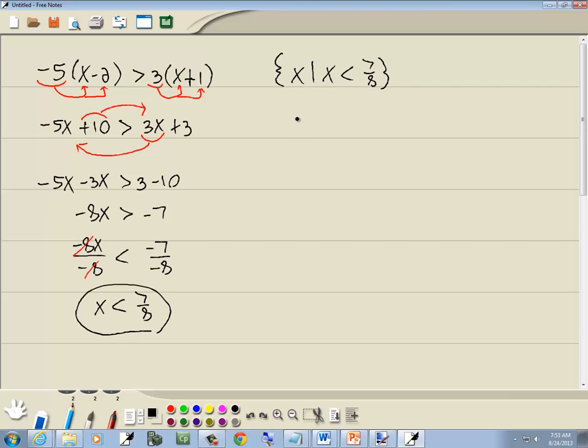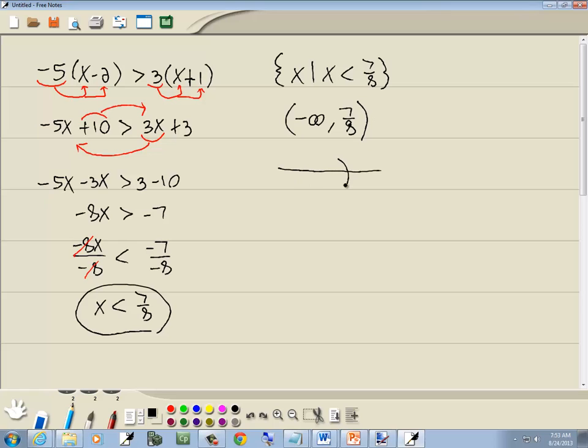Now it's a less than, so it's going to negative infinity. Now infinities always have parentheses on them. Specifically, it's just a less than, which means this is parentheses. If it was a less than or equal to, we would have put a bracket.